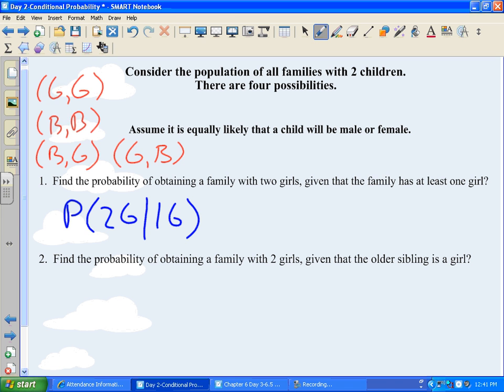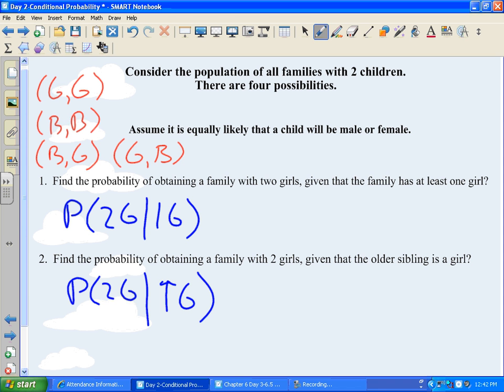How about the second question? Find the probability of obtaining 2 girls. Well, that's asking me the same probability. 2 girls, given that what? What's different in number 2? Older girl. So I'm just going to write an arrow up. That's official studies right there. It means the older one's a girl. Are you okay with that condition? Do we see that those conditions are different?